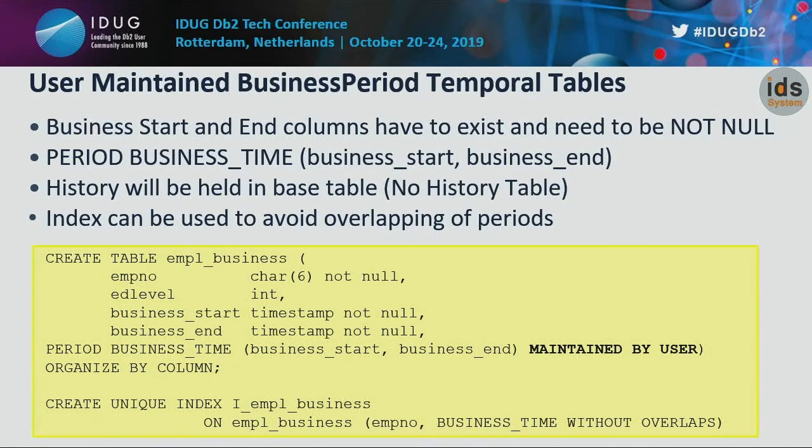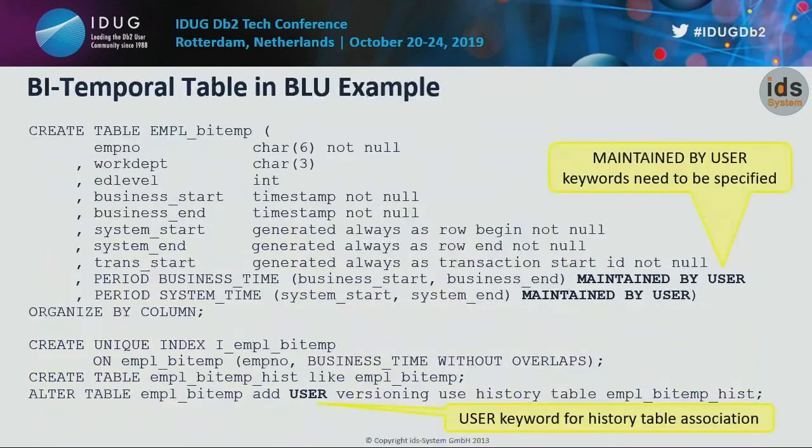Okay, makes sense to me. Also, I know some customers running a load with the option non-recoverable and wondering afterwards why the table is not recoverable. Yes, but you have to specify that. So you can also do a bi-temporal one. You have to specify it maintained by the user twice.